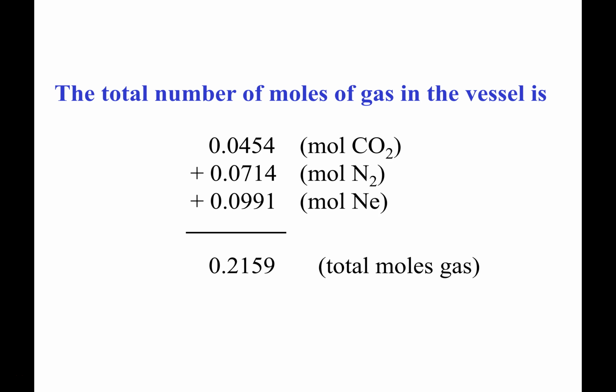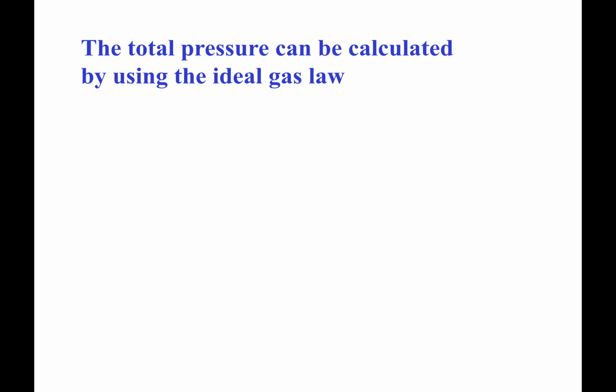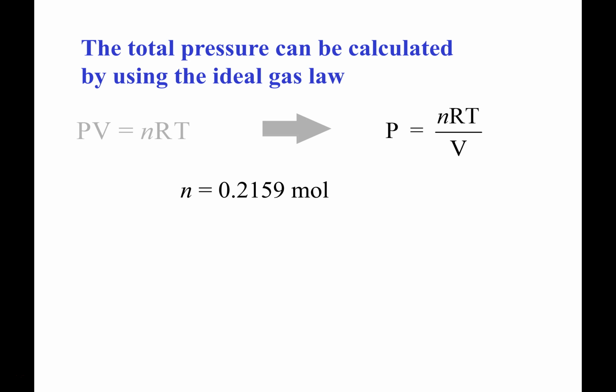And again, we're ready to come up with the total pressure. Rearrange PV equals nRT. I would suggest when you're working gas law problems, always write PV equals nRT. Don't try to figure it out in your head. Solving for P is equal to nRT over V. So let's recap what we're going to plug in.